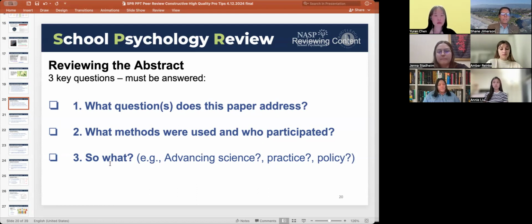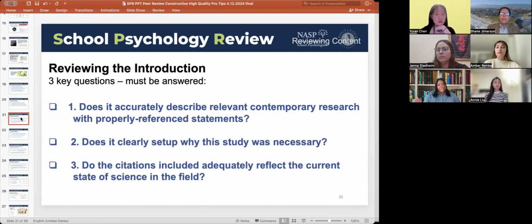But we always want to attend to this so what question. So ask yourself that when you're reviewing the abstract. And again, if they haven't articulated that, that's the type of feedback that you can provide to the authors. And it might be that they share this information in the contents, but you're also trying to highlight that this information should be featured in the abstract. So when you're providing the review, you could comment on that, like this information was included in the paper, but you need to make this clear in the abstract, for example.